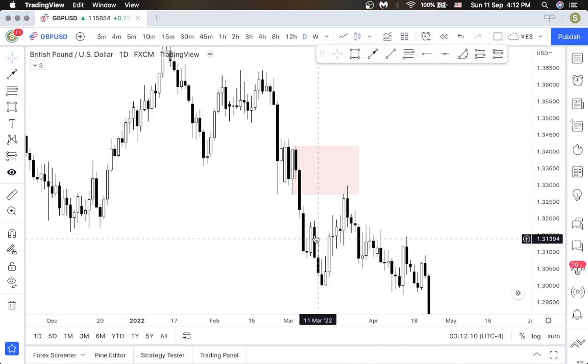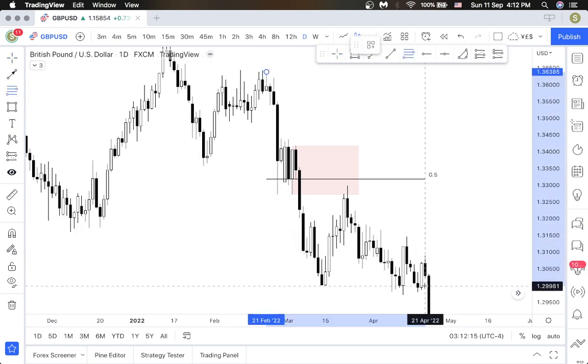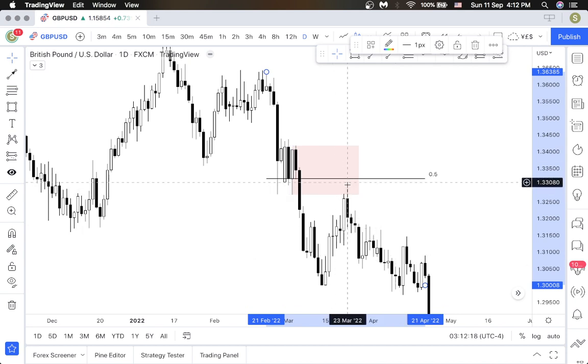First of all, there's no imbalance here. Second of all, this is not in premium. If you're pulling out a trade from the high to the low, we didn't even come back into premium of the range. So I don't think I'll take this. I'll be expecting price to push up a little bit higher and reverse.